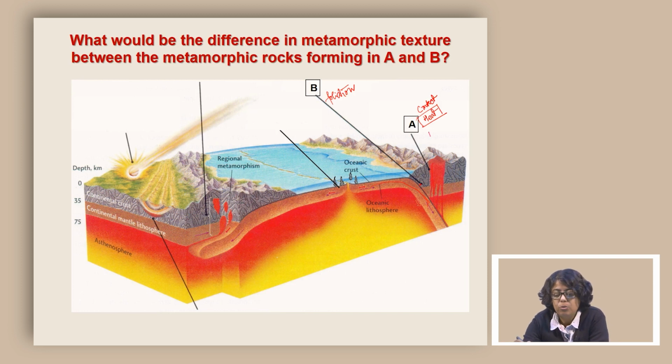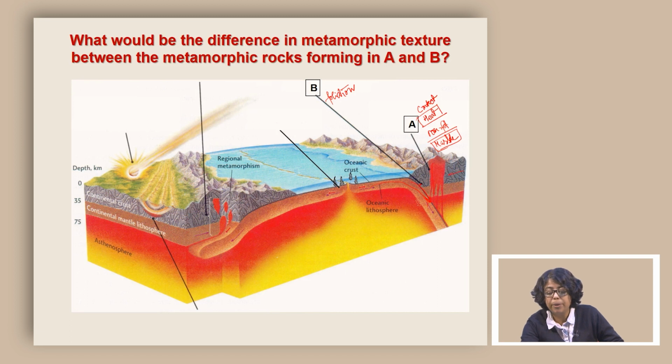So, here we are going to expect non-foliated rocks, and here we are going to expect foliated rocks. Now, non-foliated rocks will depend on what kind of composition is there already. It can be something like marble, it can be something of some other kind, but it will not have any foliation to it.